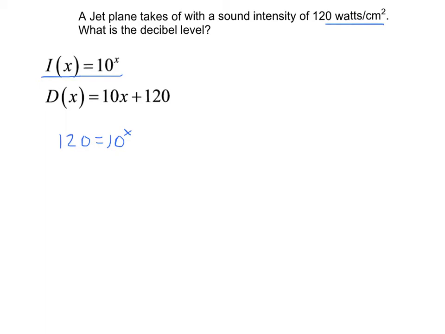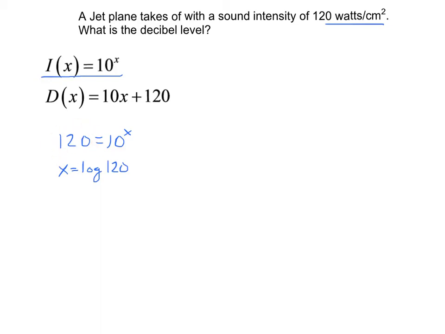Well, intuitively, I know that it's going to be between 2 and 3, because 10 squared would get me 100, and 10 cubed would get me 1,000, so it's probably closer to the 2 end of that. It's going to be between 2 and 3, but we need a new technique to undo this exponent, and that technique is a logarithm. So to undo things, as long as they're base 10, because this is the common log, x is going to be just the log of 120.